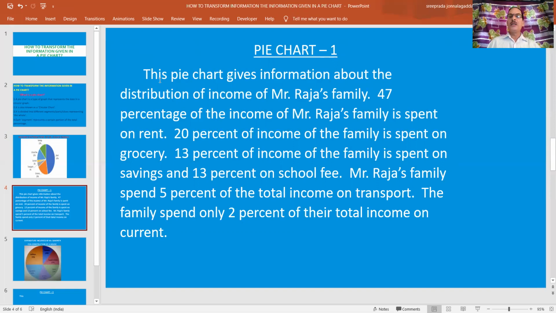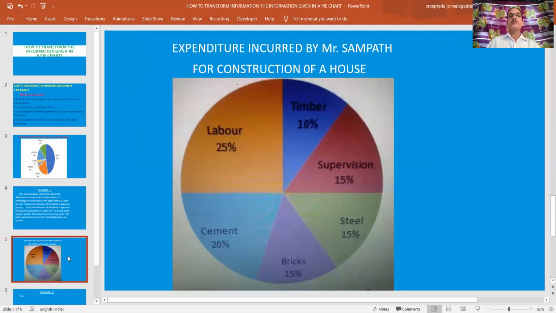is spent on rent. 20% of the family is spent on grocery. 13% of income of the family is spent on savings and 13% on school fee. Mr. Raja's family spend 5% of the total income on transport. The family spend only 2% of their total income on current. So like this, you can write some 5 or 6 sentences, depending upon the number of segments given there.